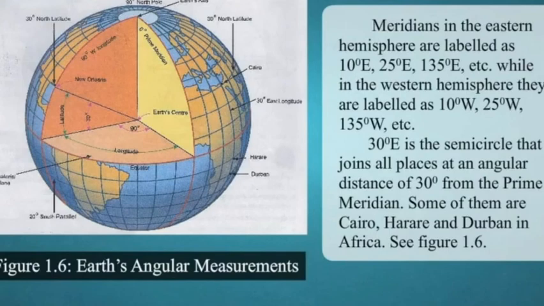30 degree east is the semicircle that joins all places at an angular distance of 30 degree from the prime meridian. Some of them are Cairo, Harare and Durban in Africa, seen in figure 1.6. Though the earth is huge in size, we can tell the exact location of places on the earth using latitude and longitude. Note that the distance between two adjacent parallels is the same everywhere, but the distance between two adjacent meridians is not the same everywhere.